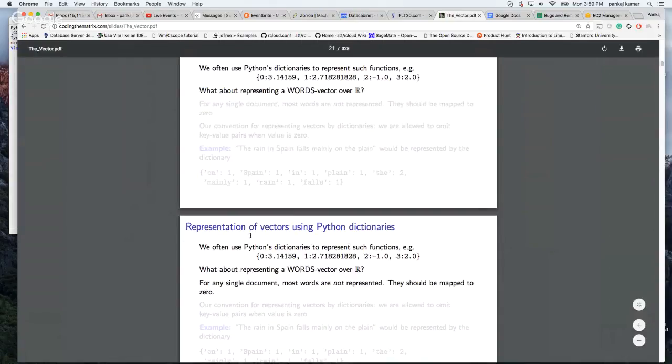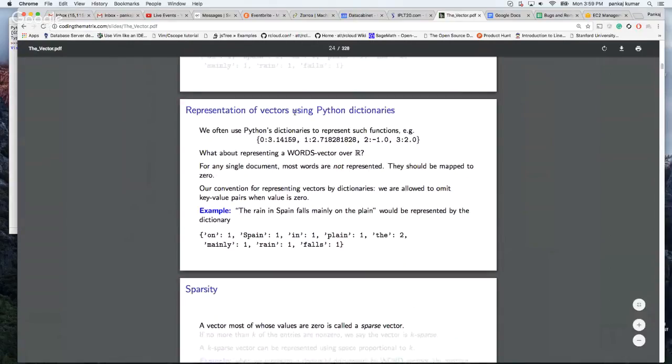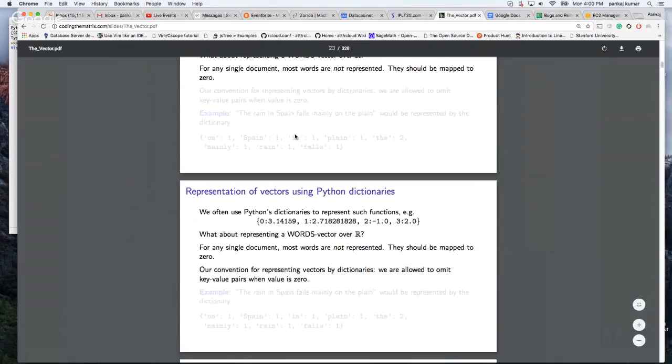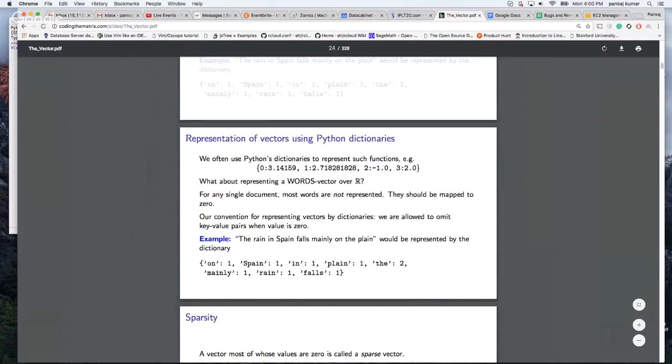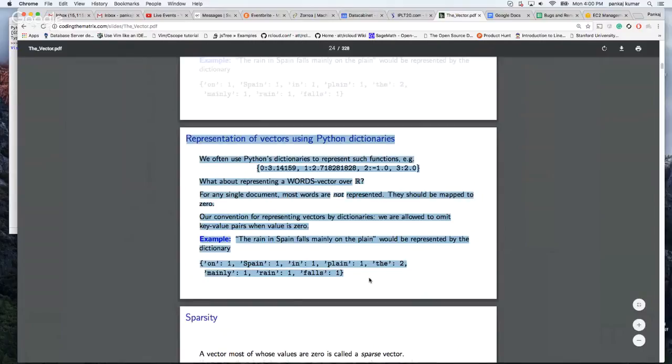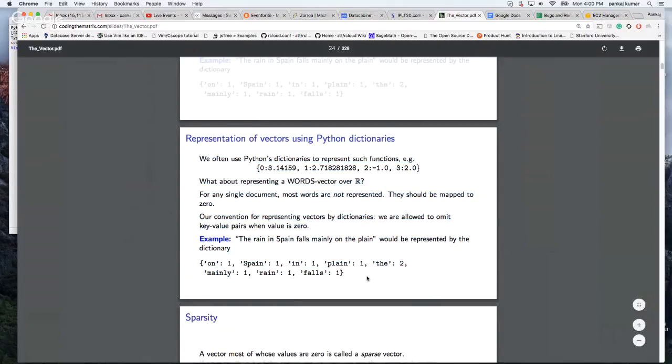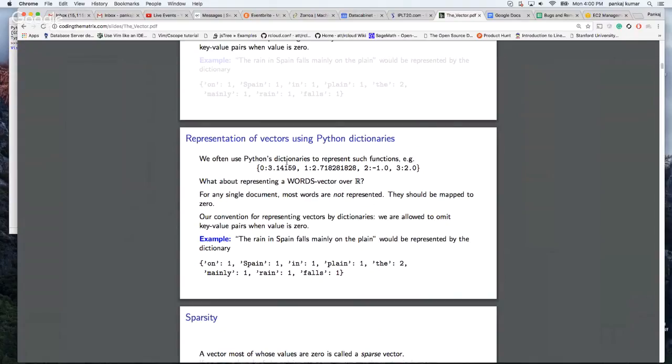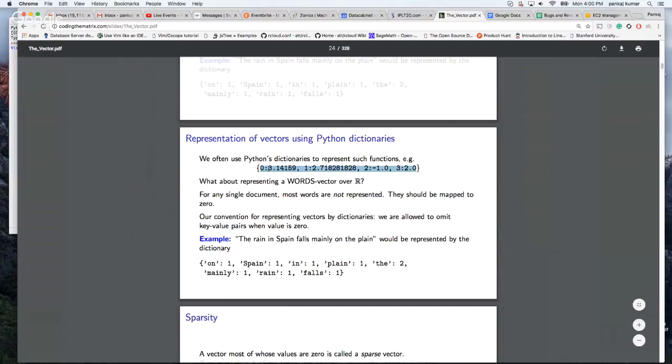Our next slide is the representation of vectors using Python dictionaries. Here the book tries to represent a vector using a Python dictionary. The good thing it does is make it independent of the domain. Generally, if you represent a vector as a function, you'll represent it like this: the 0th index is this, the first index is this, the second index is this, and the third index is this. But this won't allow word vectors over R.